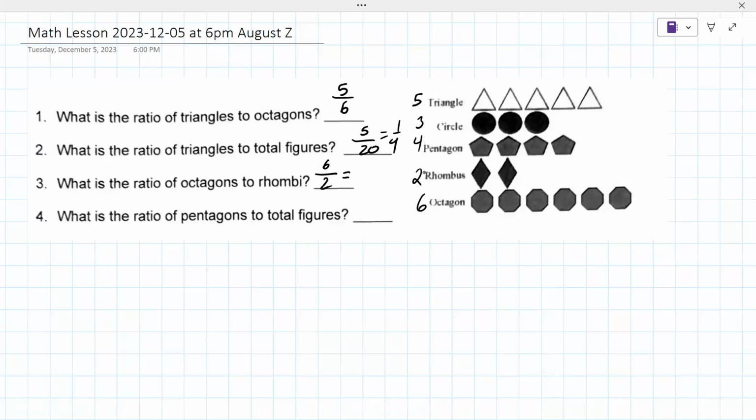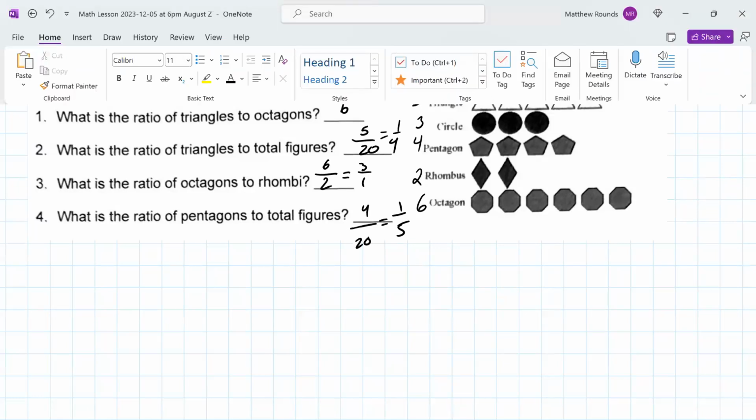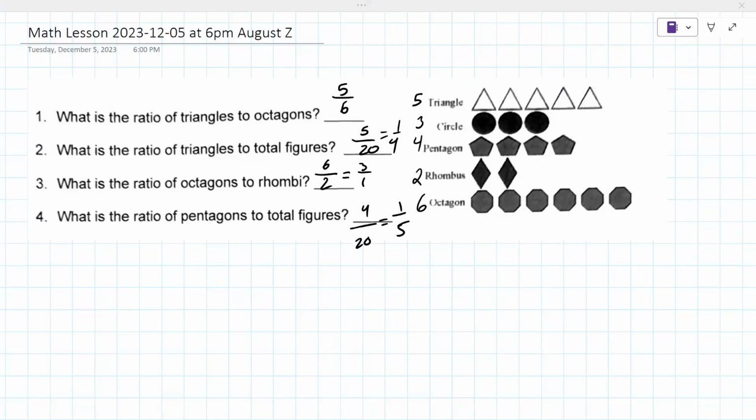So that reduces to 3-1. Pentagons to total figures, 4 to 20. That becomes 1 to 5. All right, very good. Any questions on that before we move on? No, I don't think so.